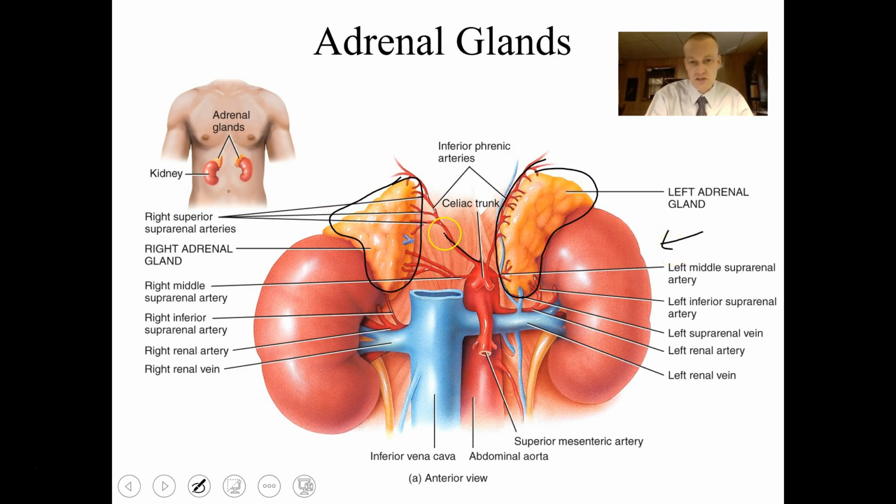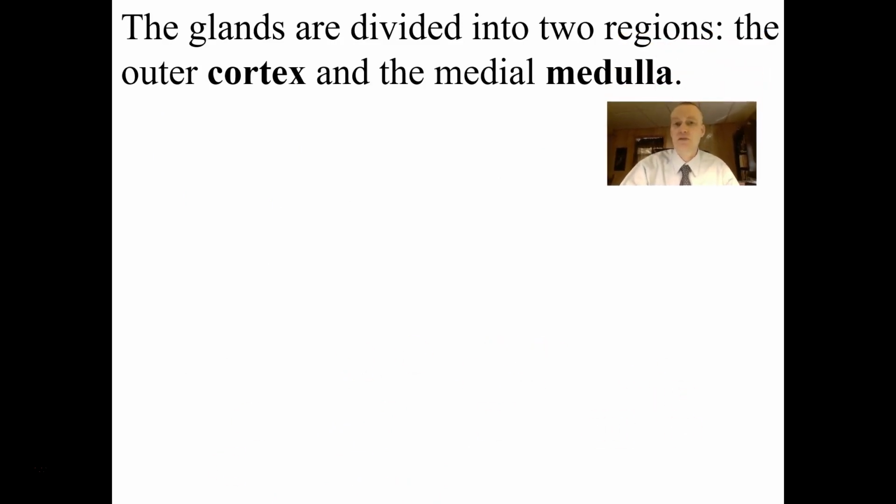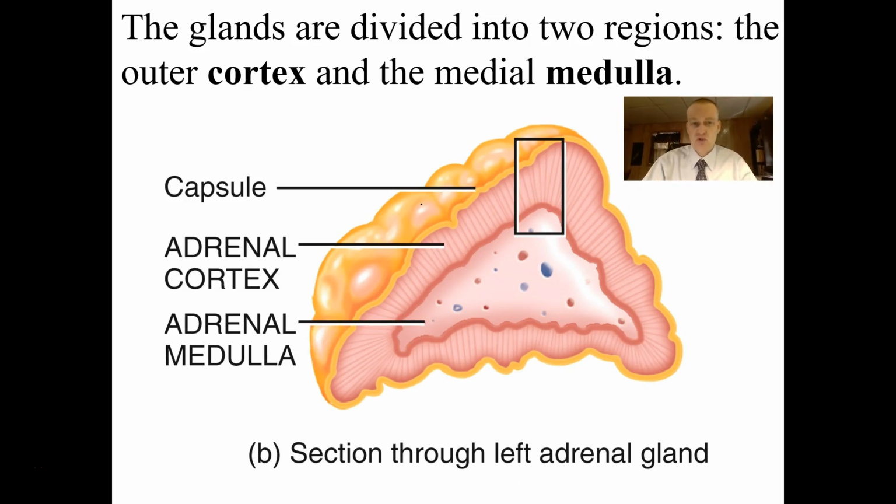You can see that they have a nice blood supply that goes to them, and they have veins that drain the blood from them. And if you were to cut them in a section, you would find that they have essentially an outer portion and an inner portion. The outer portion is called the cortex, and the inner portion is going to be called the medulla. And this is just a graphic showing you that.